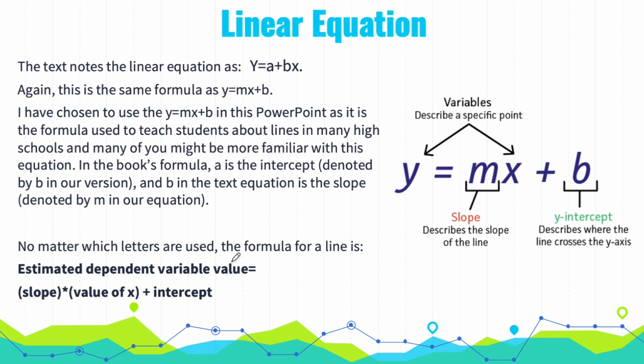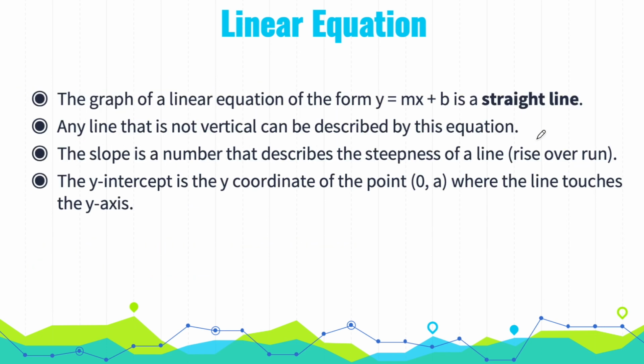Estimated dependent variable value is equal to the slope times the value of x plus your intercept value. The graph of a linear equation of the form y equals mx plus b is a straight line. We're only going to talk about regression using straight lines in this course. Any line that is not perfectly vertical, straight up and down, can be described by this equation.